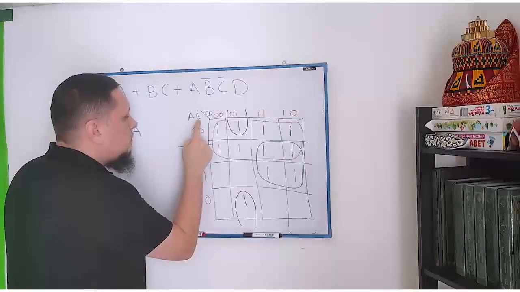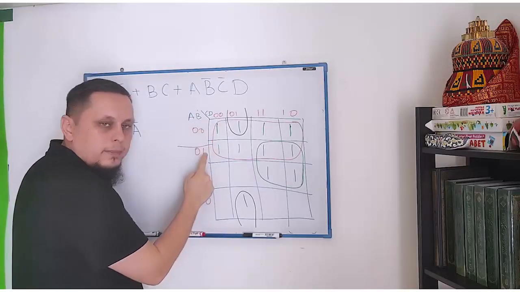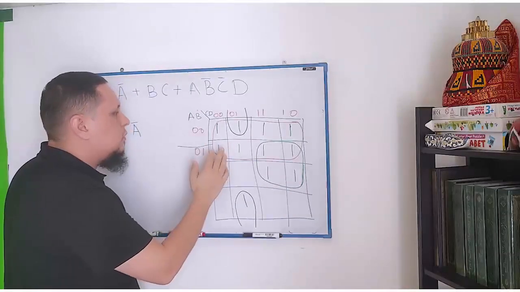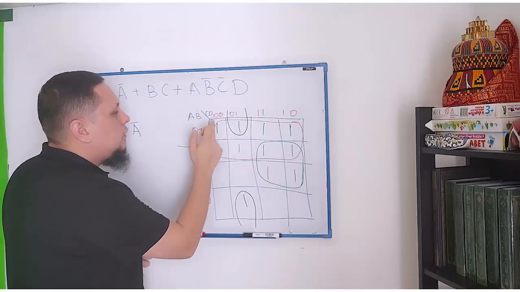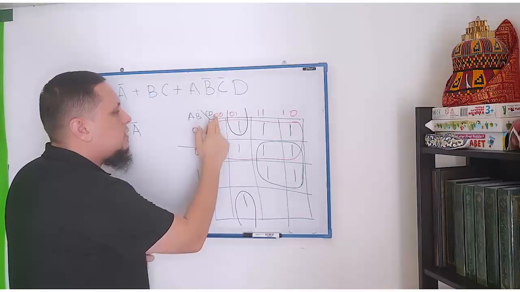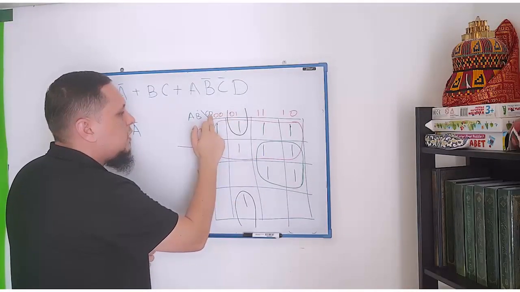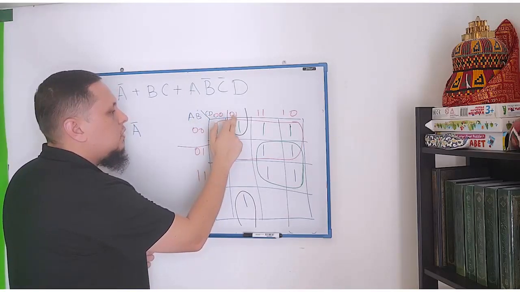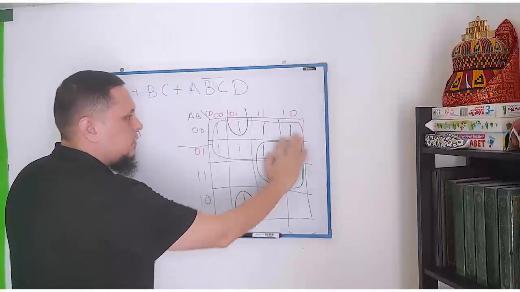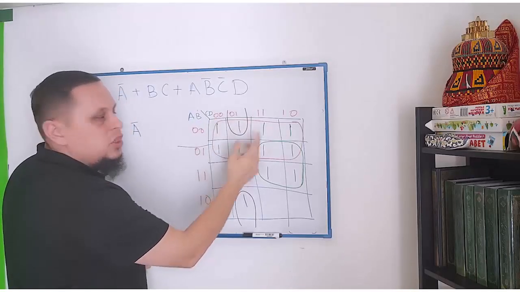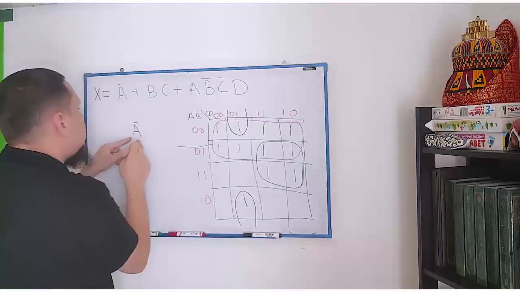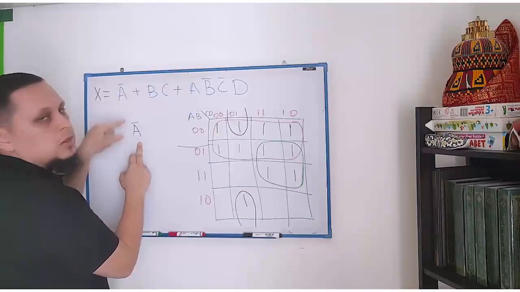Let's look at the B. B is changing from 0 to 1, so we eliminate the B. No more B. How about C and D? If you look, C and D are changing. C at the beginning is 0 and then it becomes 1. D at the beginning is 0 and it becomes 1. So in this 8-bit group, the values of C, D and B are changing. So we keep the A complement, our original A complement.